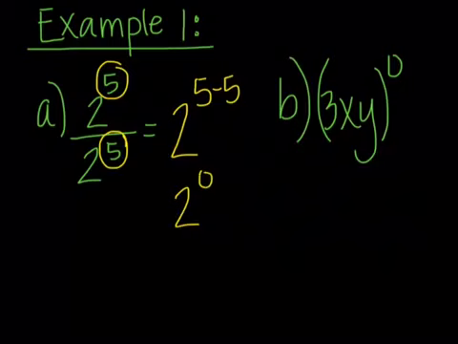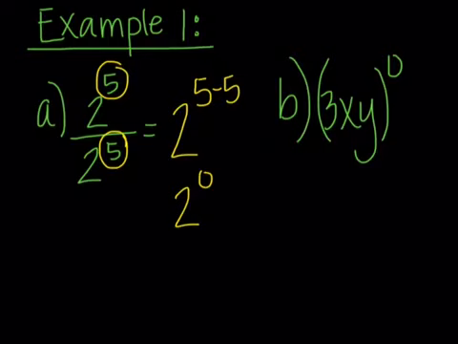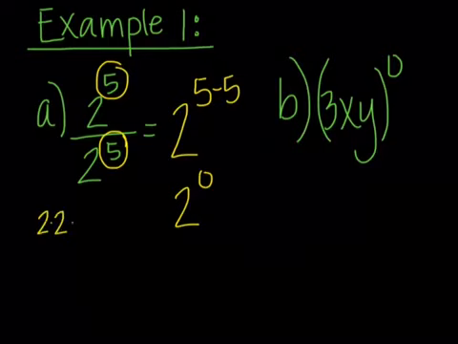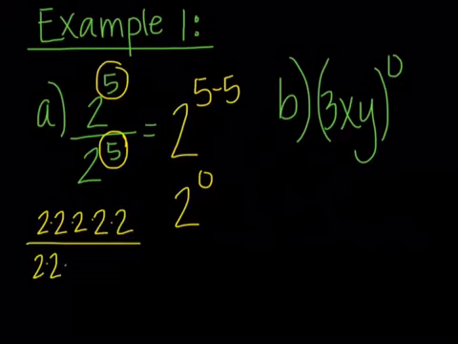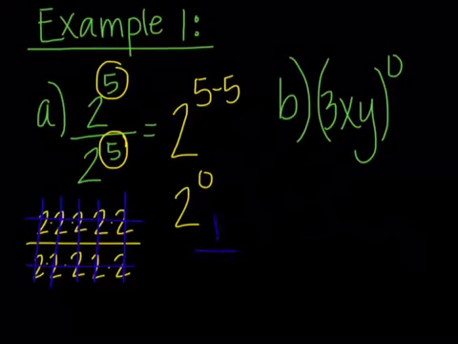Now, we also knew for division that we could expand it out. So 2 to the 5th was 2 times itself 5 times over 2 times itself 5 times. Then we would cross out anything that matched up. And when whole rows were eliminated, we just replaced them with a 1. Notice I get 1 over 1, so all in all, my answer is just 1. Remember that anything raised to the power of 0 will give me 1.